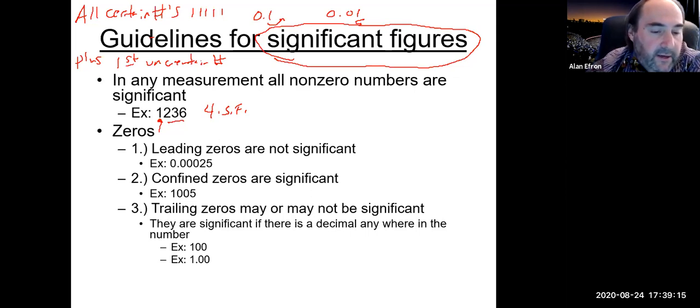Now, when we go to zeros, these are really the ones that give people the hardest time when they're trying to figure out, you know, is it a significant figure? Is it not a significant figure? And really, there's 3 different types of zeros that you come across. The first type of zero is sometimes referred to as a leading zero, and those are not significant. So you could have as many zeros as you want heading into that first non-zero number. They will not be significant.